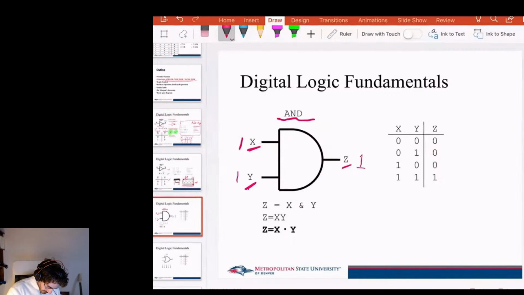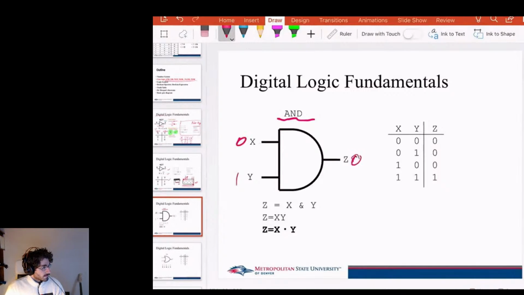So the AND logic means all the input conditions have to be satisfied at the same time in order to get a true result. And if you would like to use true or false, then I could change the 1 to be true. So in order to have a true result, both of the inputs have to be true. So if you have one of the inputs false, then the output will be false.